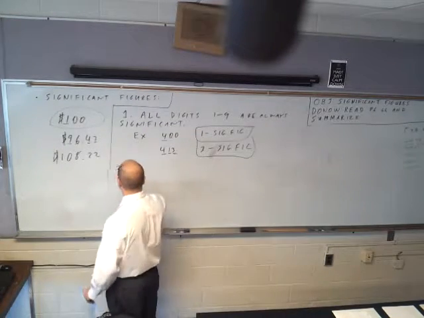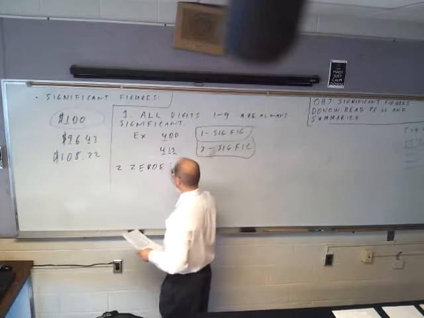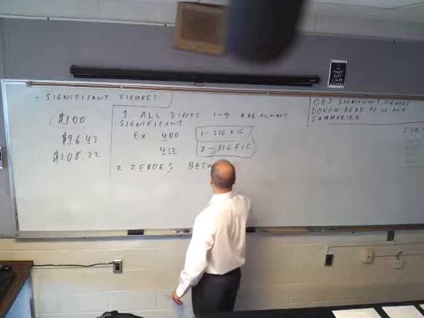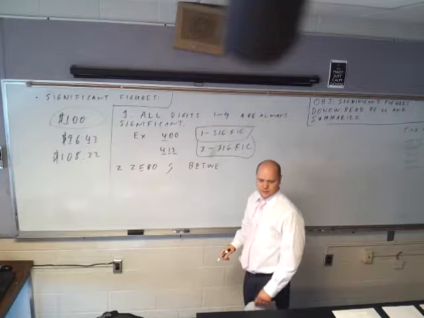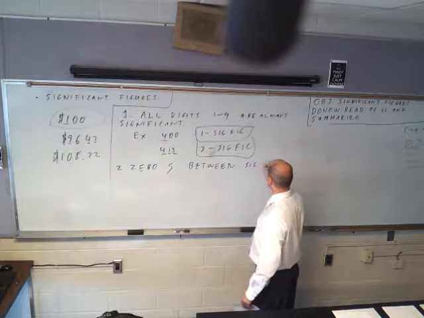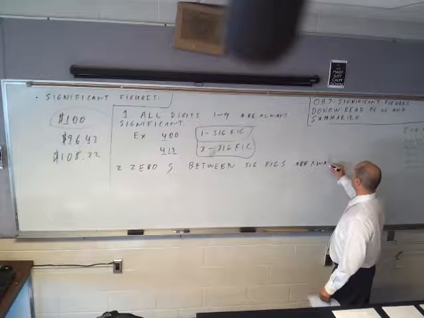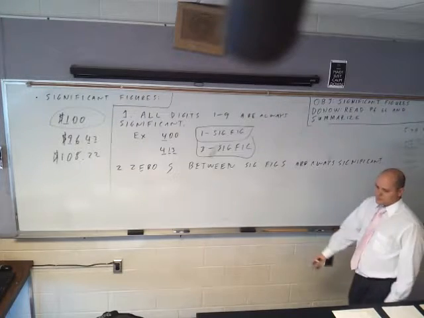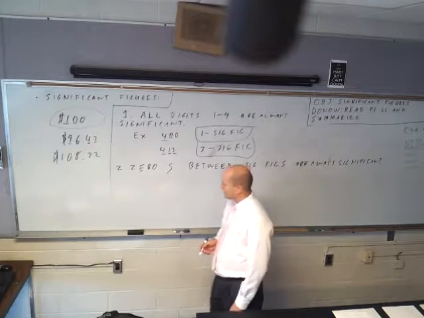All right, rule number 2. Zeros, and all the rest of the rules deal with zeros. So remember, 1 through 9, always significant. Zeros between significant figures are always significant.